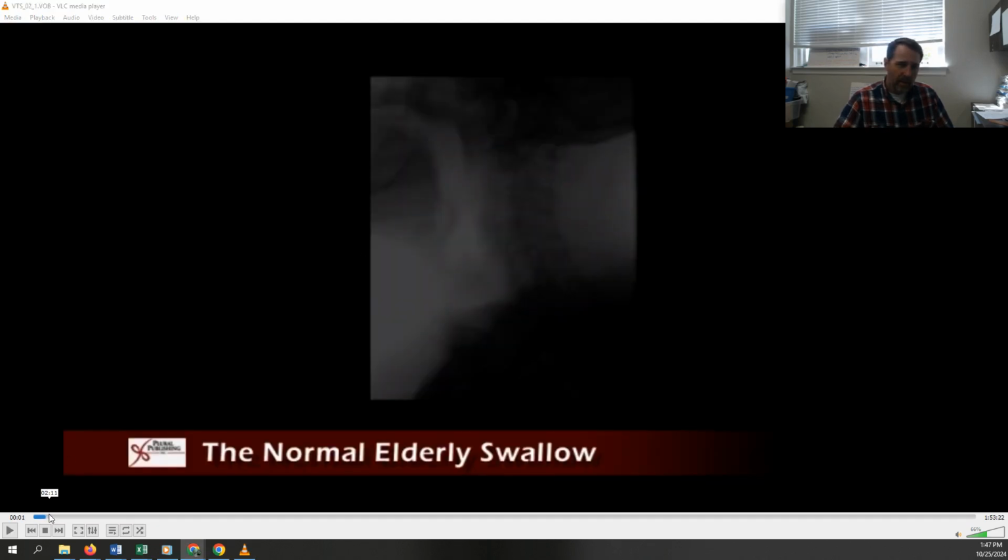All right, and let's go ahead and review the normal swallow. And this is the normal elderly swallow. So the pharyngeal swallow is going to be cued a little bit later, meaning the bolus is probably going to get down to the level of the vallecula. A bolus is going to be held more posteriorly during the oral phase.